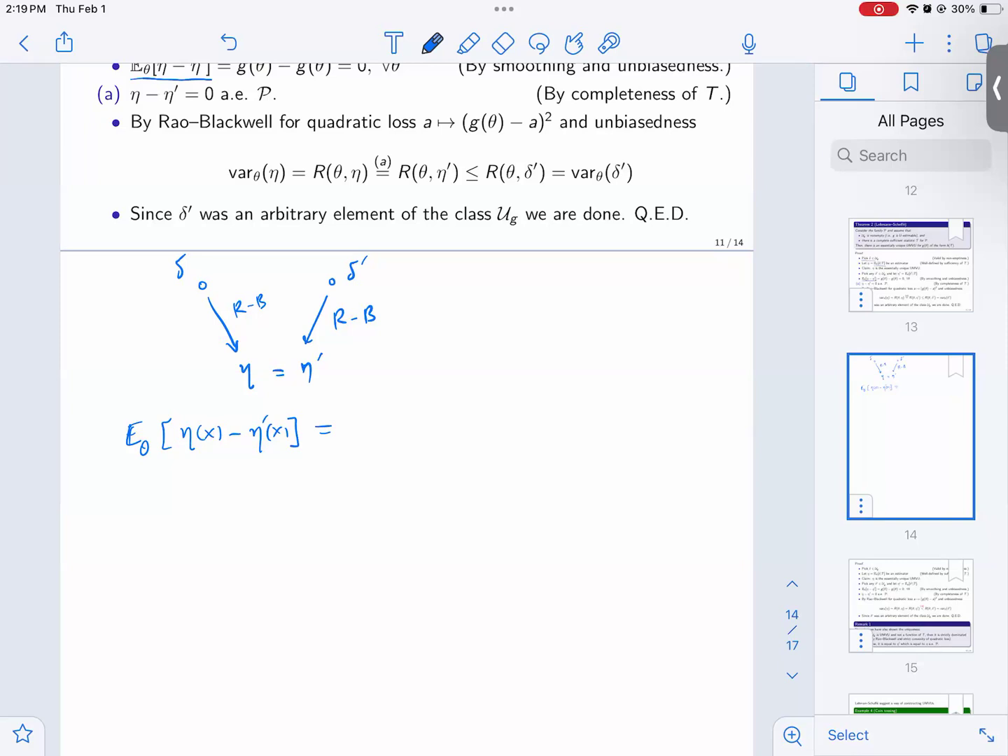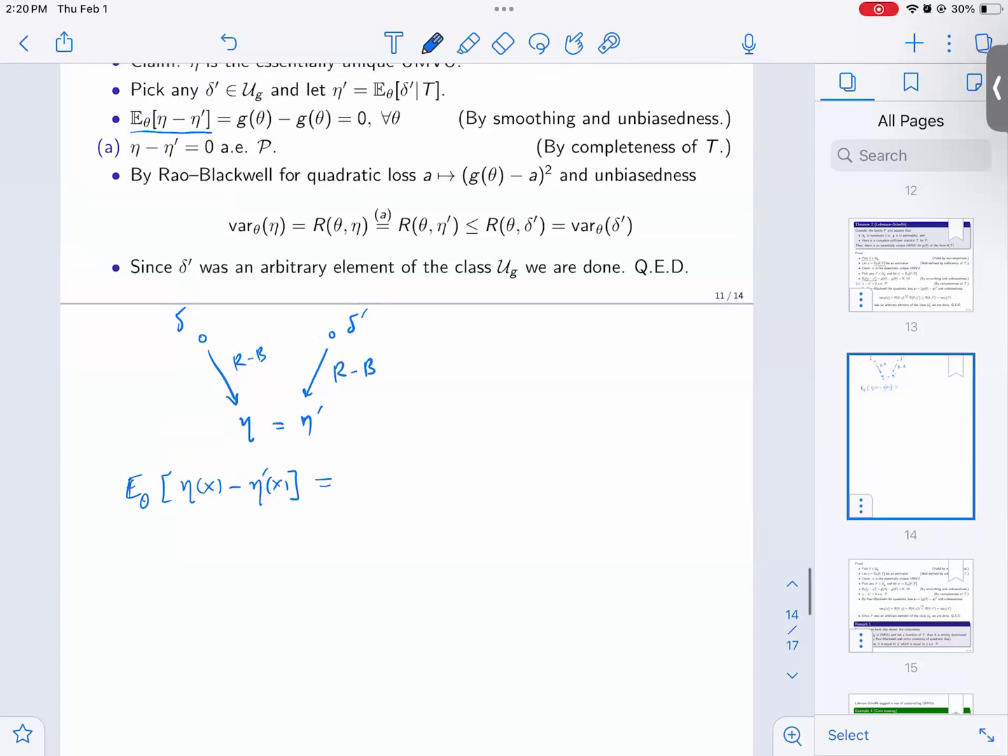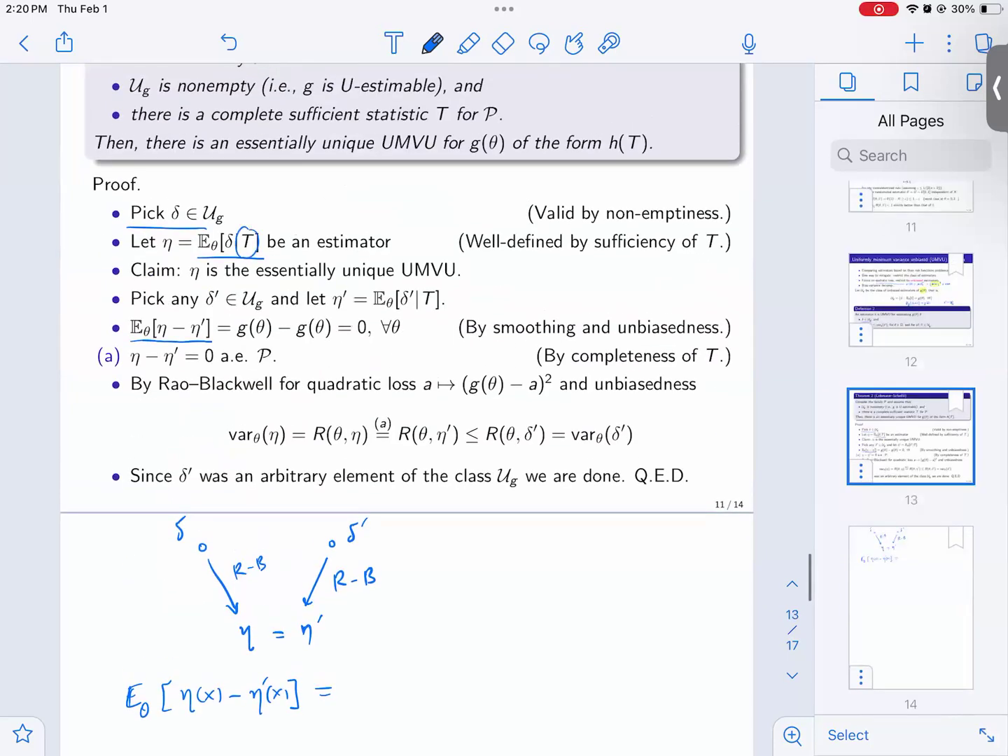So delta and delta prime are combined. What do you see? There's one step to note: this Rao-Blackwellization preserves expectation. So this conditioning on T does not change the expectation. Why? The power property, one of the usual suspects in this course.